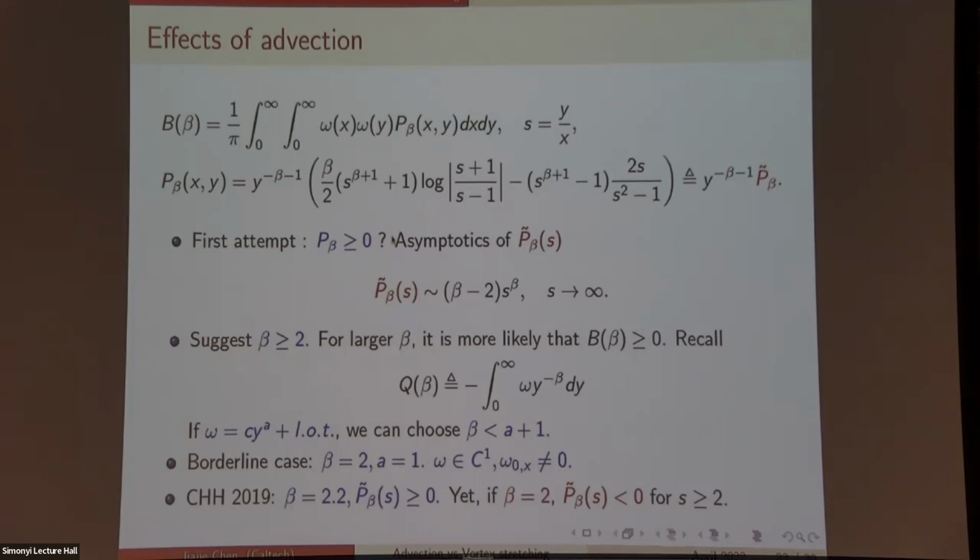However, this argument can work if beta is large, for example, 2.2. But at the borderline case, this argument fails because this kernel is not positive for some s. For some s bigger than 2, it is not positive.